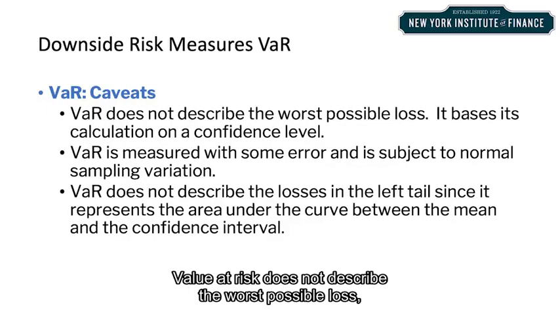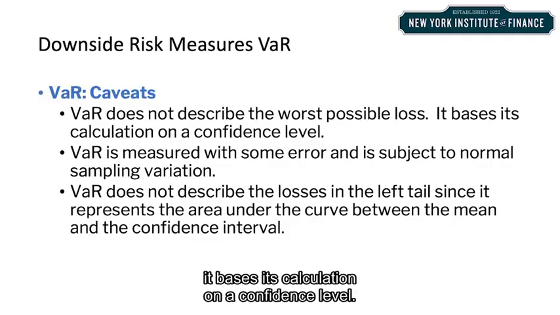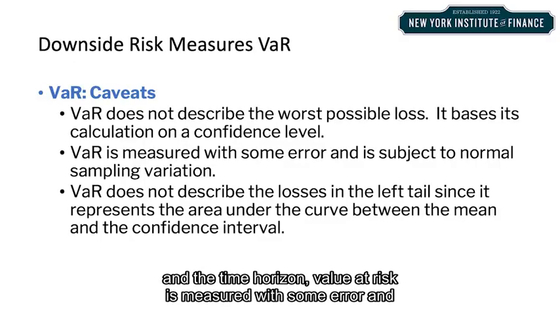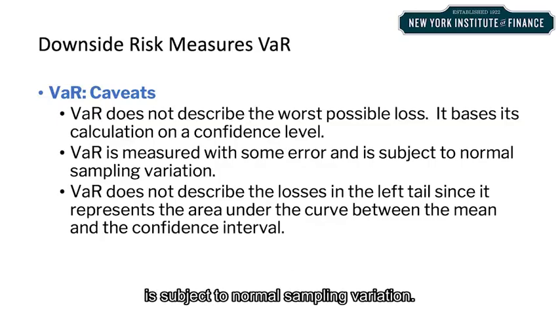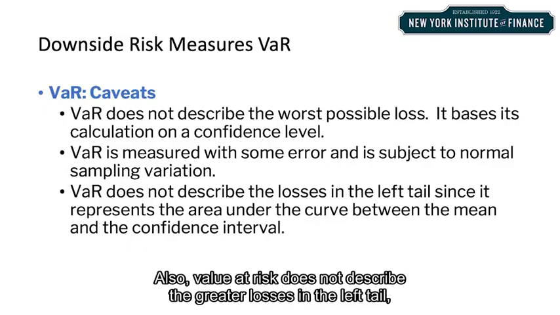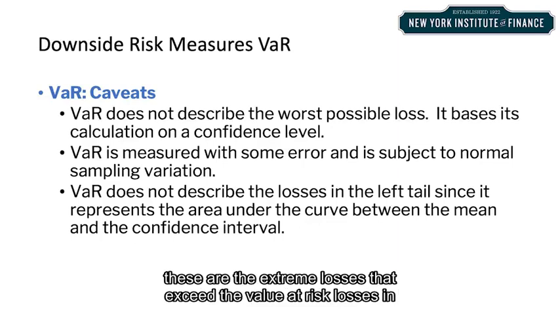Value at risk does not describe the worst possible loss. It bases its calculation on a confidence level, so the loss is dependent on that confidence level and the time horizon. Value at risk is measured with some error and is subject to normal sampling variation. Also, value at risk does not describe the greater losses in the left tail. These are the extreme losses that exceed the value at risk losses.